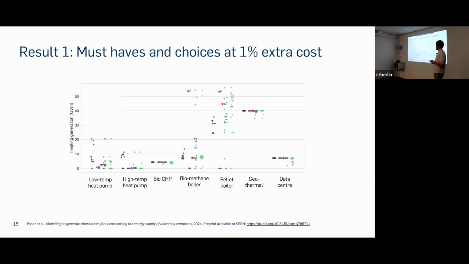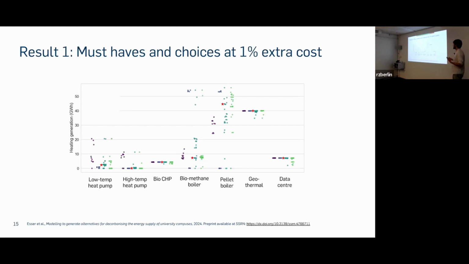That's a result that you get out of that. What we see here on the x-axis is different heat generation technologies in this case, and the y-axis is their respective heat generation. Each dot that you see refers to one alternative we obtained. So we see something like 70 or so alternatives, and all of these alternatives have only 1% extra cost, so 1% cost above the least feasible cost to achieve climate neutrality.